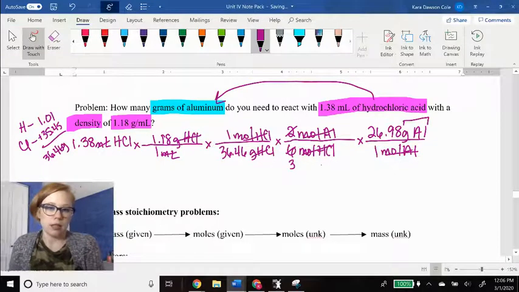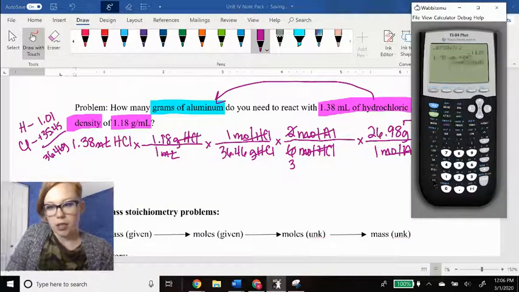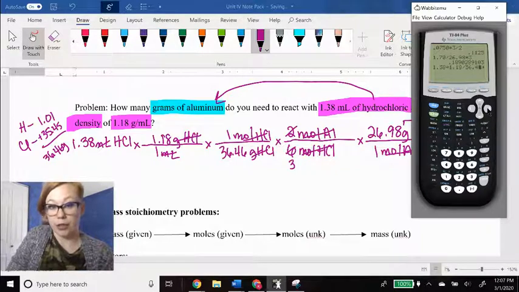Okay, so then all I have to do now is calculate. If you look at the calculator, I've got 1.38 times 1.18, because the 1.18 is on the top, divided by 36.46, because 36.46 is on the bottom. I'm hitting divided by 3 again because 3 is on the bottom, and then I'm going to multiply by 26.98. And then all I have to do is hit enter.